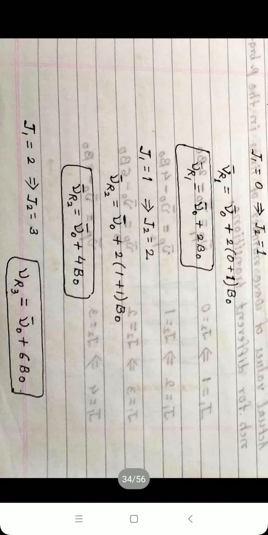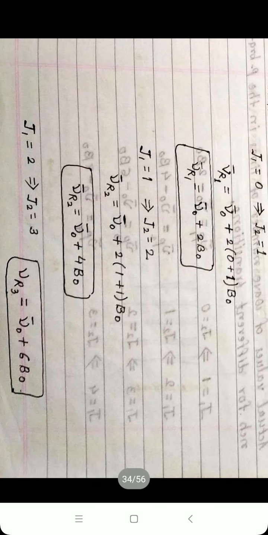Then for the third excitation, J1 = 2, J2 = 3. Therefore, J2 - J1 becomes 3 minus 2, that is 1. Therefore, that equation becomes ν̄R3. ν̄ is there, remember this mistake. ν̄R3 = ν̄0 + 6B0. Therefore, these are three equations for the first three lines. This one is the first line, ν̄R1, that line is known as the fundamental line. If this one is fundamental, therefore this one is first and this one is second.